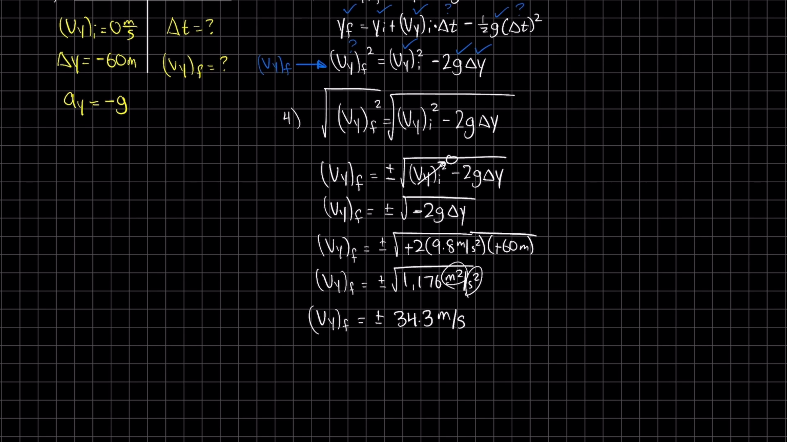So does the positive root better describe my final velocity? Is it a positive 34.3 meters per second? Or is it a negative? Remember, in physics, we use positives and negatives to define directions.